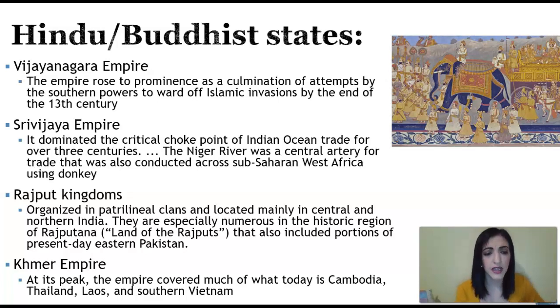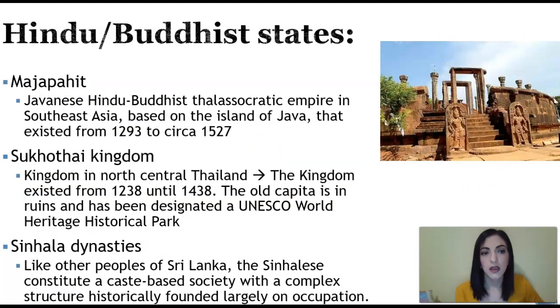Then you have the Khmer Empire. At its peak, the empire covered much of what is today Cambodia, Thailand, Laos, and southern Vietnam. Then you have the Majapahit Empire. This is Javanese from the island of Java. It's not Japanese. It's not a typo. It's the island of Java.